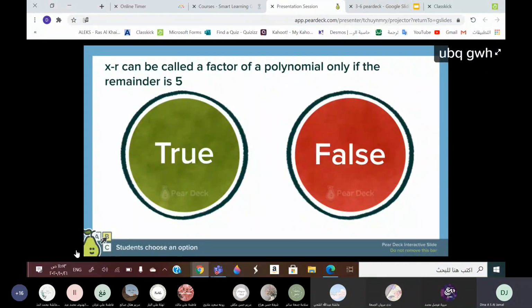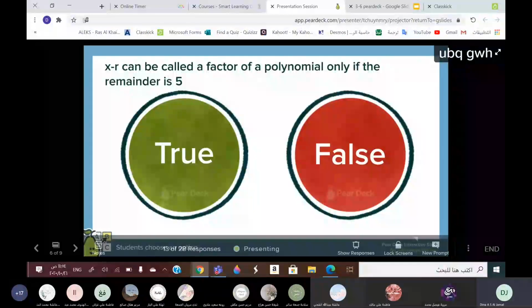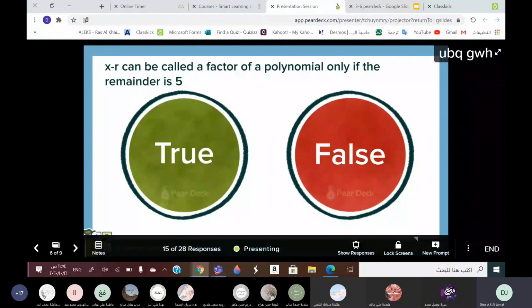So, last conceptual check question. Fatima Ali Malik, can you read it? X minus r can be called a factor of a polynomial only if the remainder is 5. Now, choose whether it is true or false. Pay attention. Am I going to call it a factor if we had a remainder of 5? True or false? So I have 10, 11 responses, 12. What about the rest? I want everyone to participate.